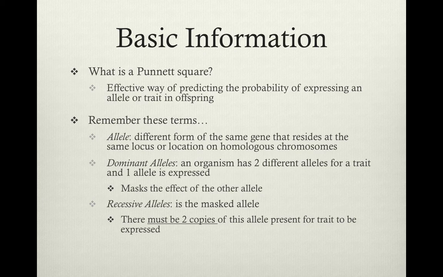Before we go on to making Punnett squares, there are a couple of terms we need to keep in mind. An allele, as we defined before, is a different form of the same gene that resides at the same locus on homologous chromosomes. A dominant allele is one that, when an organism has two different alleles for a trait, is the only one expressed, masking the effect of the other allele. And a recessive allele is the masked allele. In order for an organism to express a recessive trait, there must be two copies of the allele present.